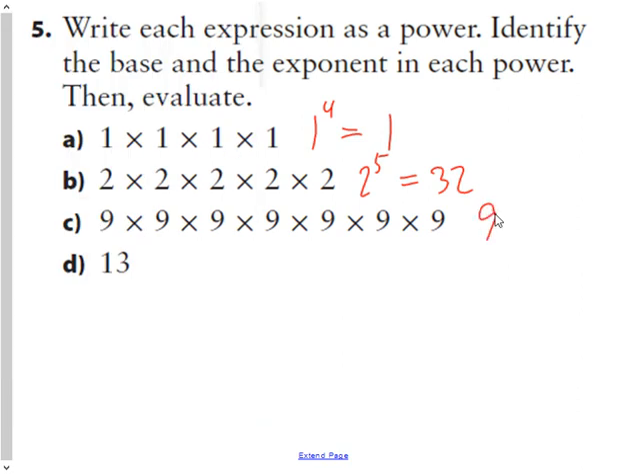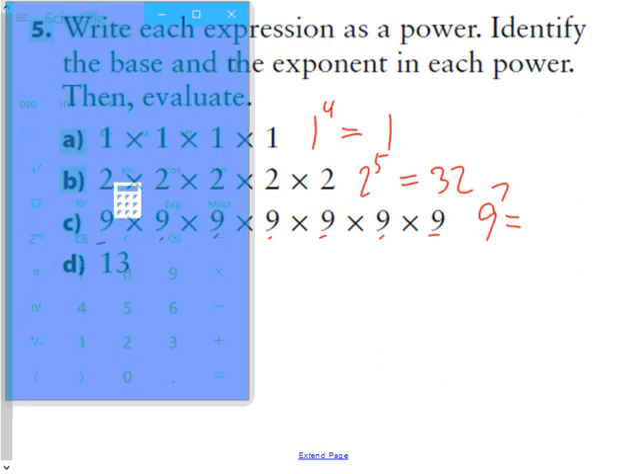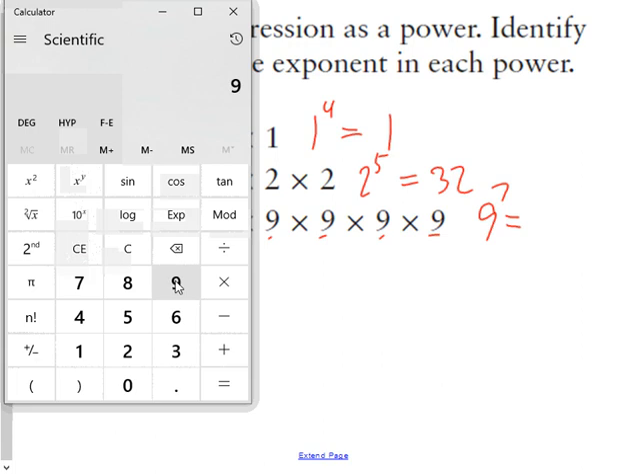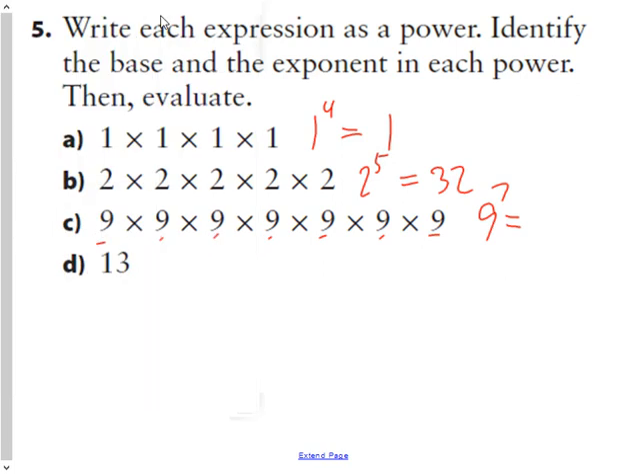9 to the exponent of 1, 2, 3, 4, 5, 6, 7. 9 is your base, 7 is your exponent. Very important to use the calculator here. 9, xy, 7 equals 4,782,969. I can't even write that down, but you get the idea. And 13, which is a trick question. 13, there are no multiplied by itself, so it's just by itself. So exponential form would be 13 to the exponent of 1.